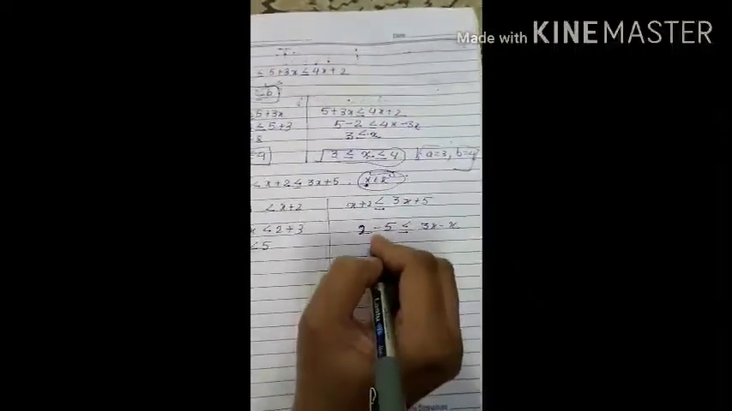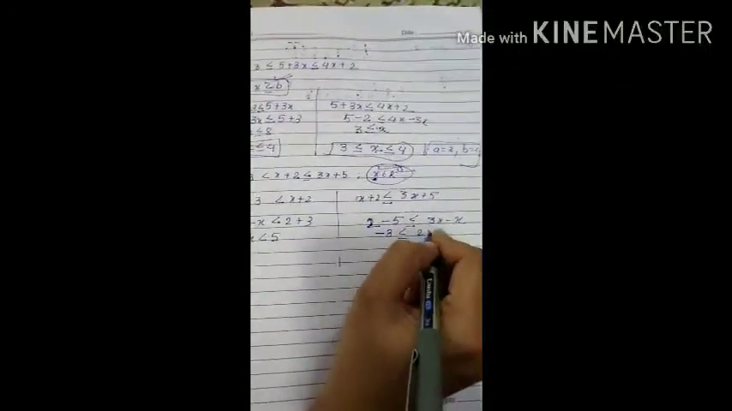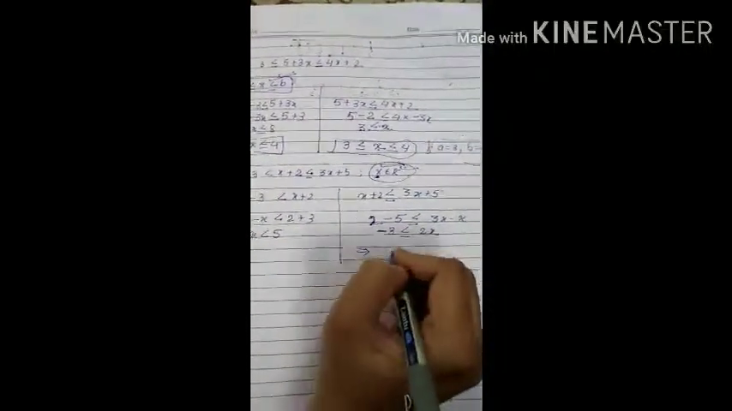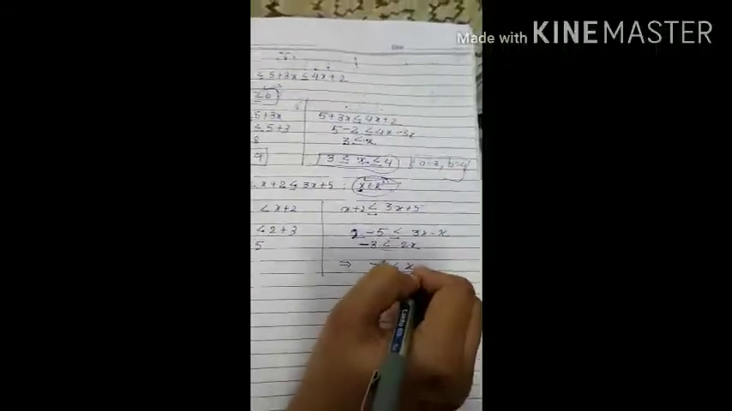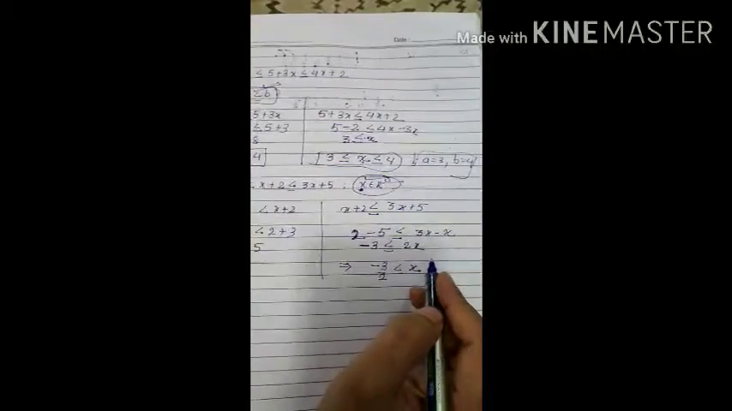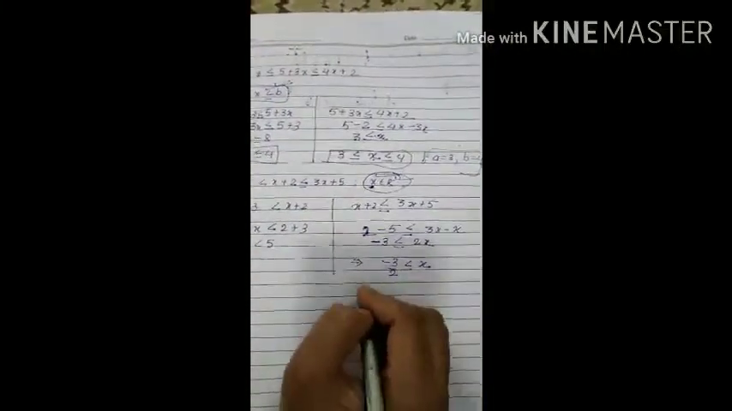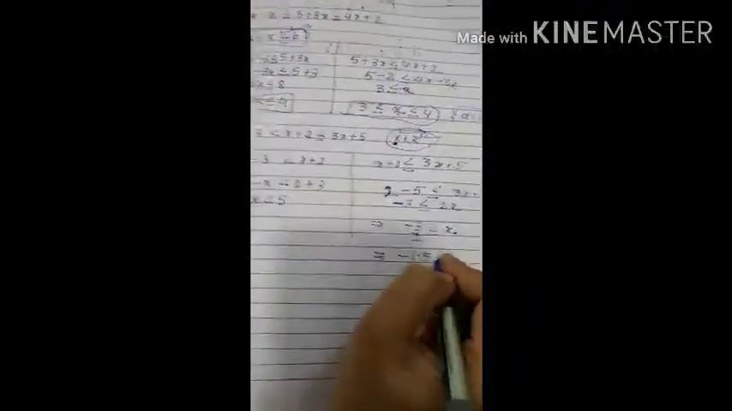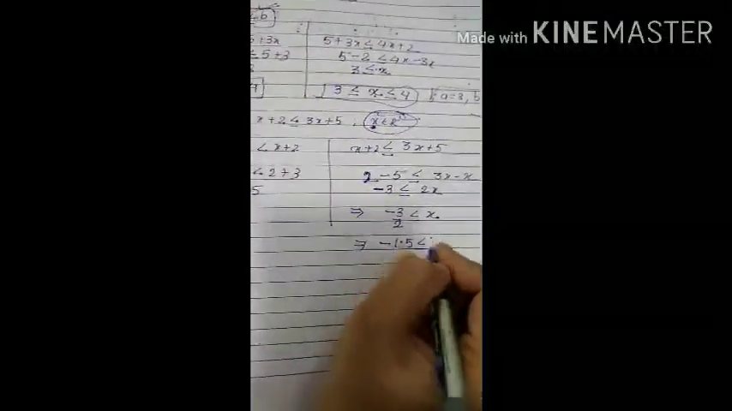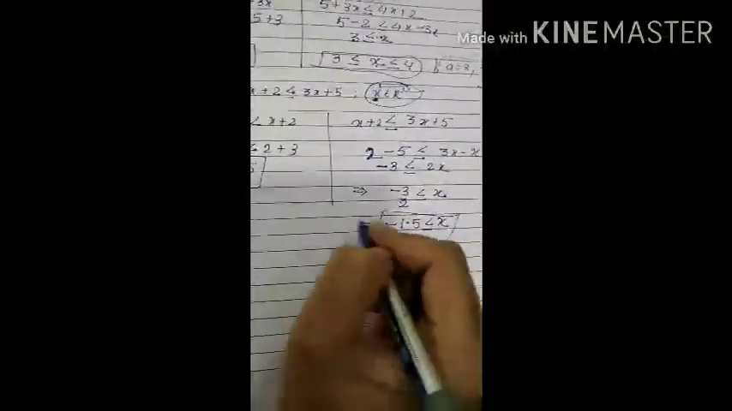So here I am getting minus 3 is less than or equal to 2x, which implies minus 3 upon 2 is less than or equal to x. Since my number belongs to the real numbers, I can write it in decimal format also. If I do this, it will become minus 1.5 is less than or equal to x. So for solving these two equations we'll be getting 1 mark.